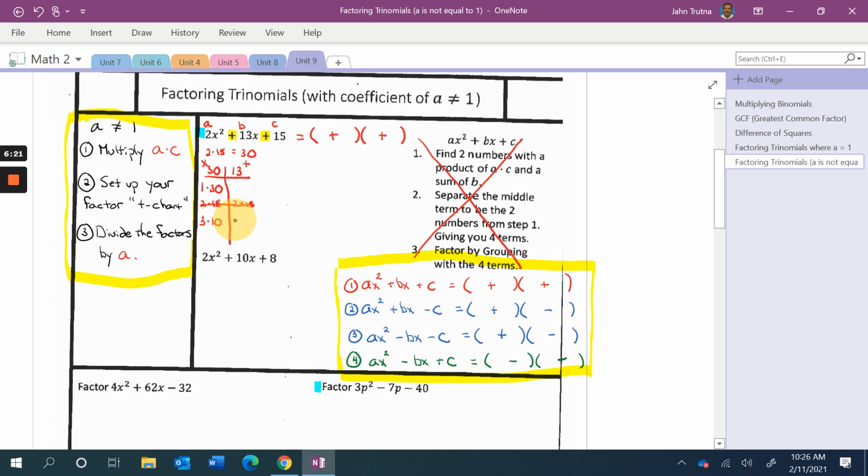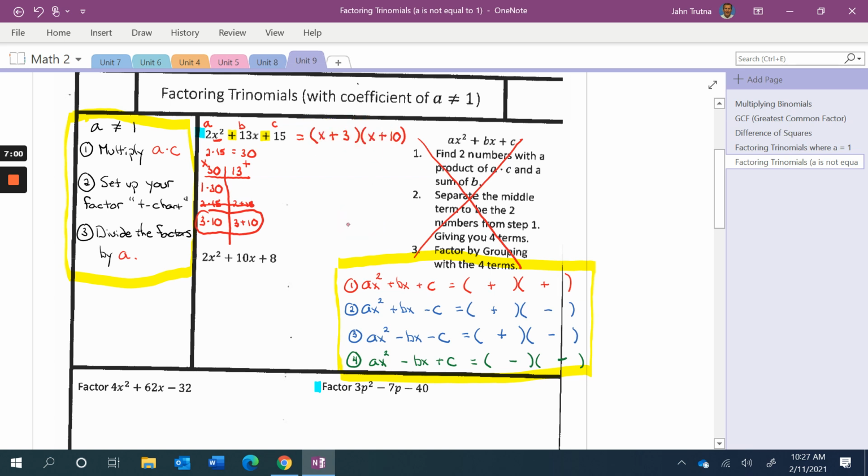How about 3 times 10? If I add 3 plus 10, you notice that not only does 3 times 10 multiply to make 30, but 3 plus 10 also adds to make 13. So what does that tell me? It tells me I just found my factors. I go up to my factors, and after each addition symbol, I put a plus 3 and a plus 10. And remember, at the beginning, because I have an x squared in the problem I'm factoring, I put an x and an x.